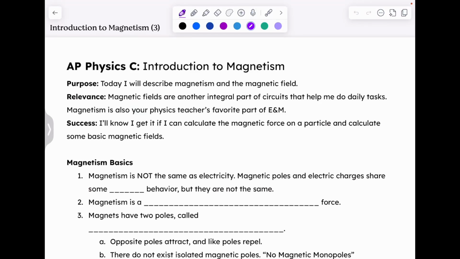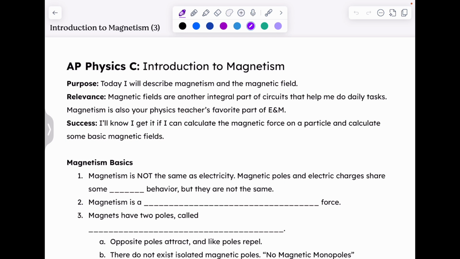Alrighty, welcome back, physicists. Today we're going to do an introduction to the magnetic field and just talk about the history of knowing about magnetism. Magnetic fields are another integral part of circuits. They help us do daily tasks.